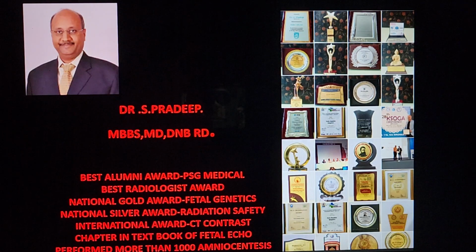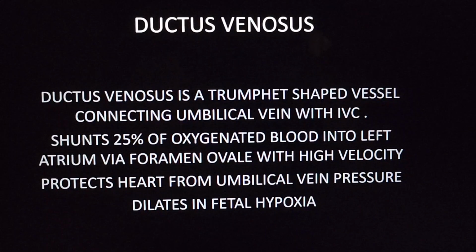Today we are going to see about anomalies of Ductus venosus and umbilical vein. Ductus venosus is a trumpet shaped vessel connecting the umbilical vein, which enters the fetus from the placenta through the cord, to the IVC. So the junction of umbilical vein and the inferior vena cava has an extra vessel called the ductus venosus. It has a special purpose and it is a fetal shunt.